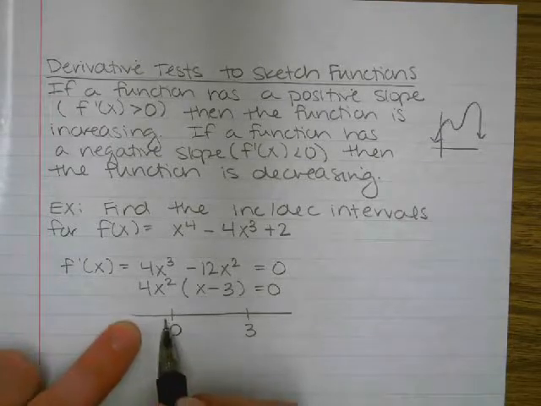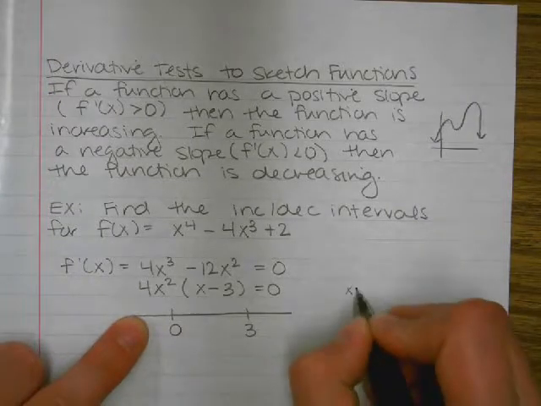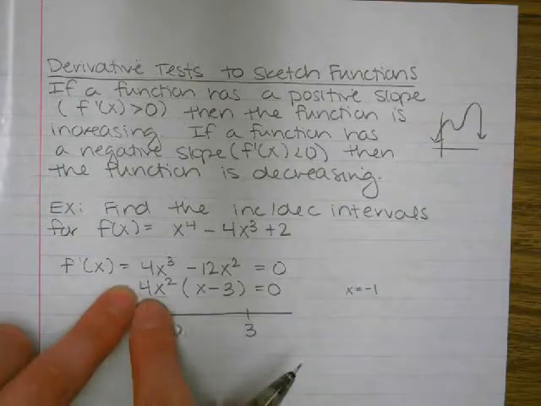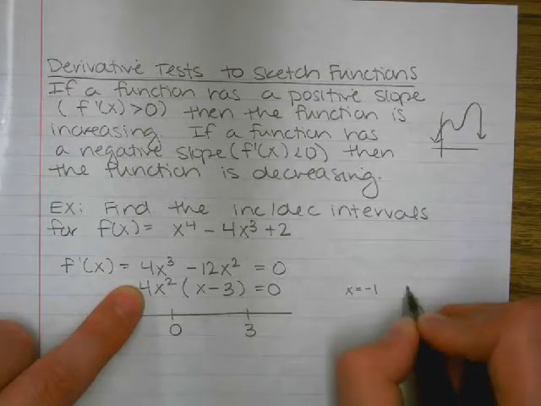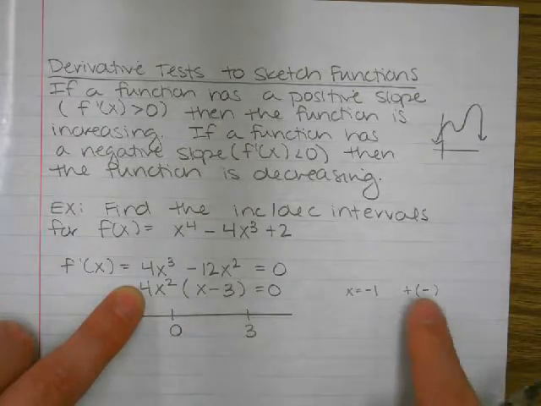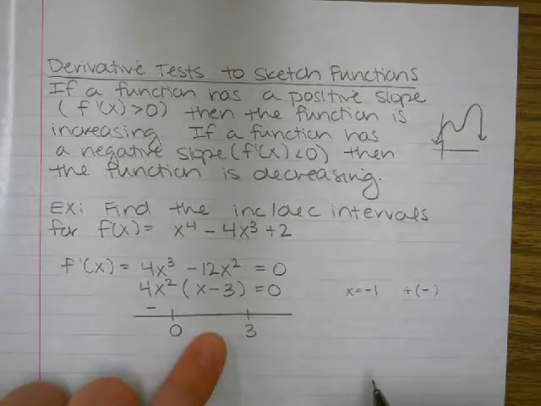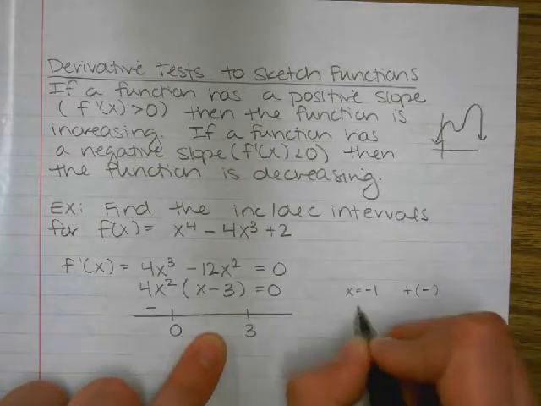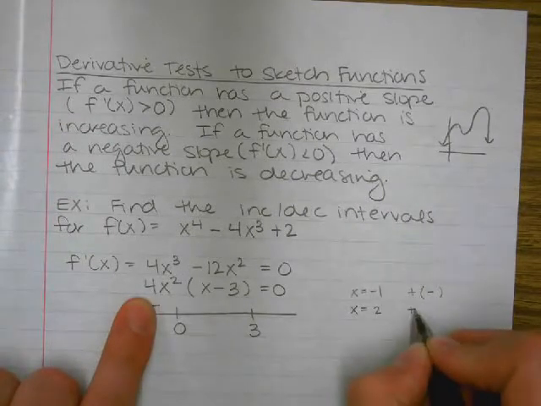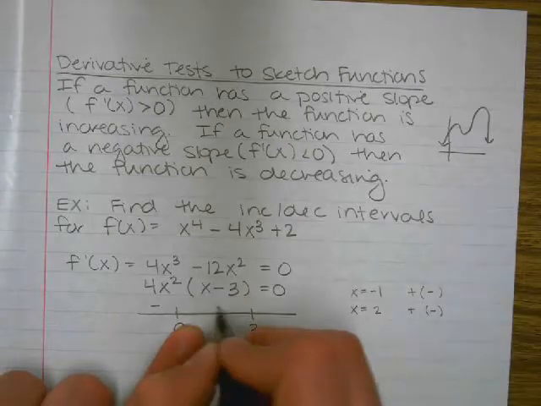So first I'm going to look at the numbers that are to the left of 0 and see what's happening there. So at an x value of negative 1, if I plug negative 1 in right here, 4 times negative 1 squared is going to give me a positive answer. Negative 1 minus 3 is going to give me a negative answer. And if I multiply positive times negative, I get negative. A number that is between 0 and 3 that I could plug in would be like 2. So 4 times 2 squared is going to be a positive number. 2 minus 3 is going to be a negative number. And so this is negative right here.